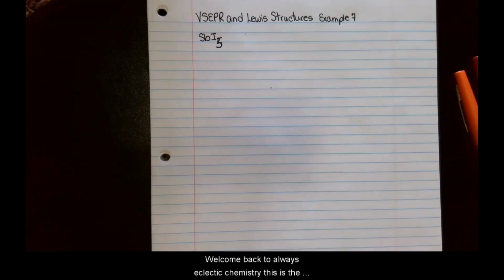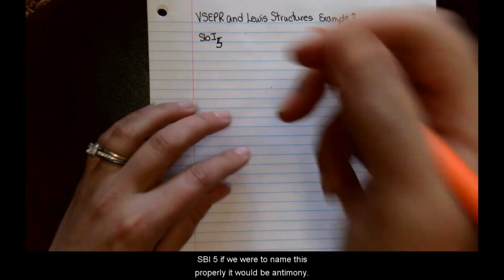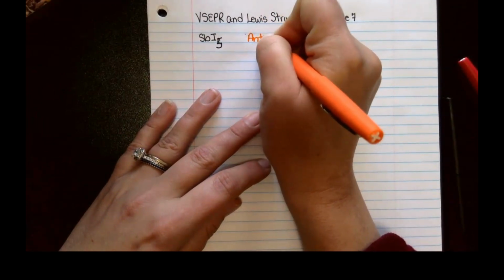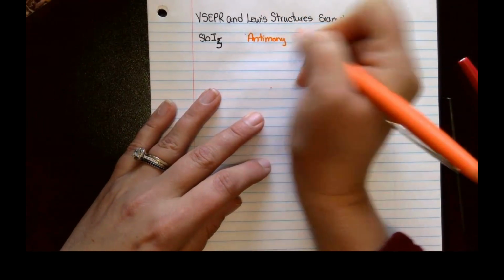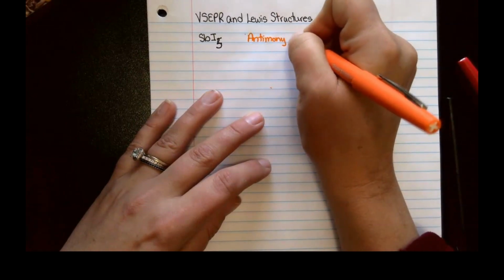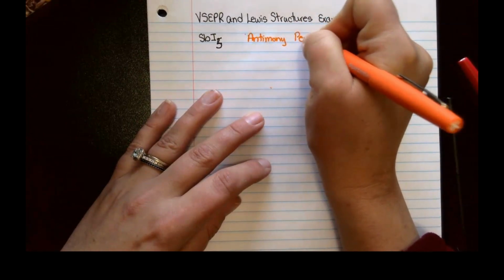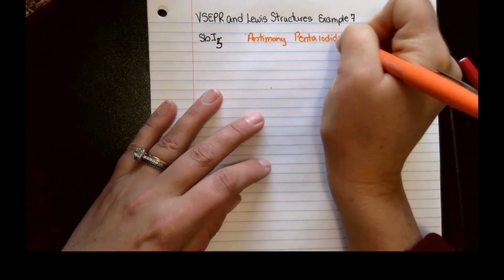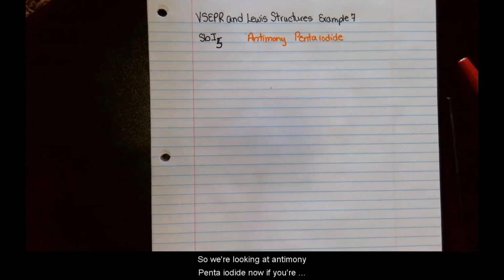Welcome back to Always Eclectic Chemistry. This is the 7th example for VSEPR and Lewis structures, and today we're looking at SbI₅. If we were to name this properly, it would be antimony pentaiodide. So we're looking at antimony pentaiodide.